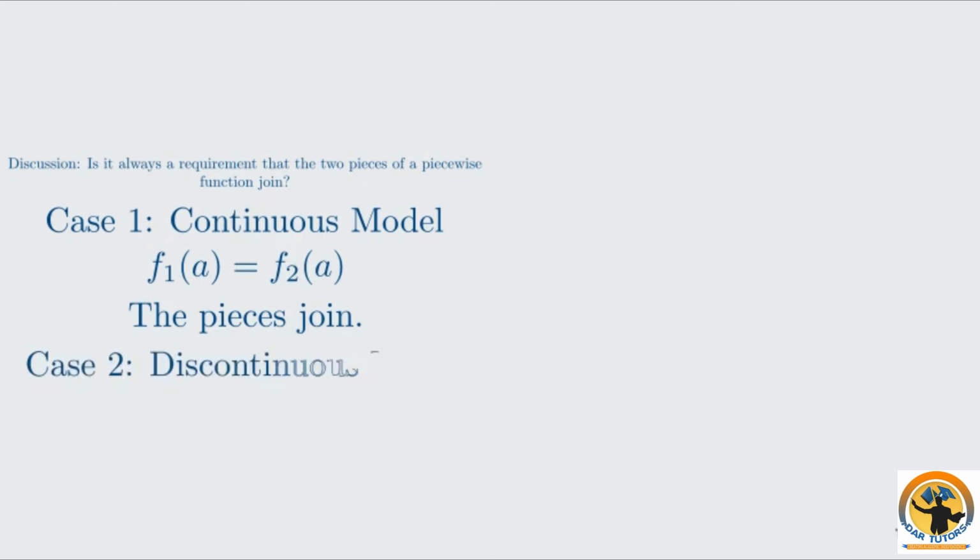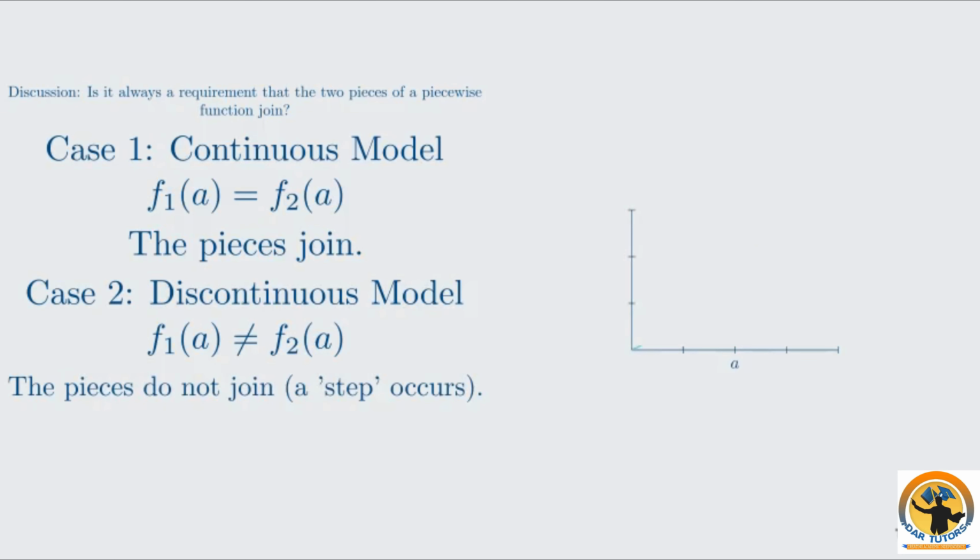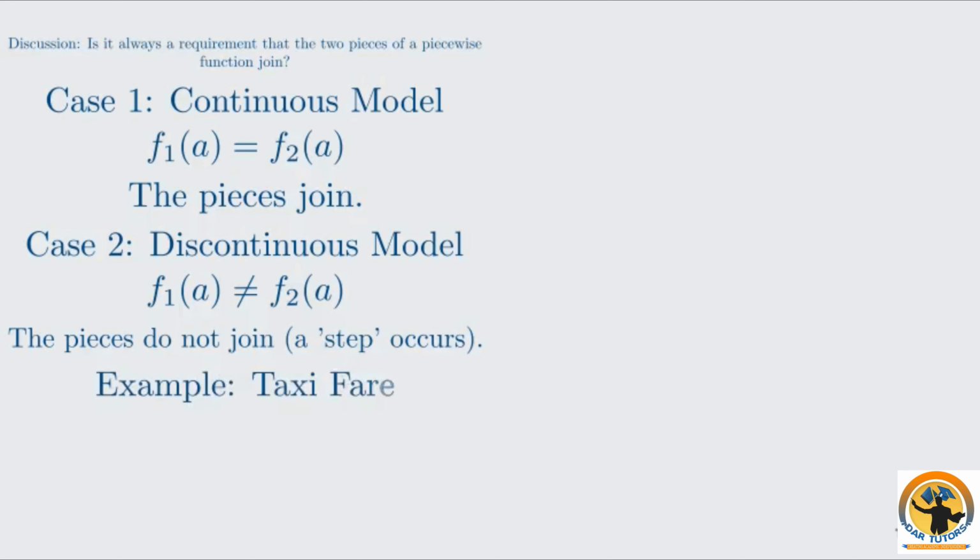However, a model can also be discontinuous. Here, f1(a) does not equal f2(a). The pieces don't join, creating a jump in the graph. This is often called a step function. A step function would be appropriate for modeling taxi fares. When you get in the taxi, you are immediately charged a call-out fee. For 0 minutes of travel, the cost is the fee. For 1 second of travel, the cost is the fee plus the cost for the first minute. There is a jump in cost at the boundary of 0.